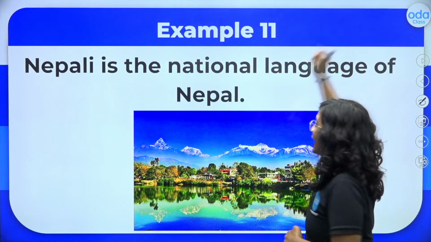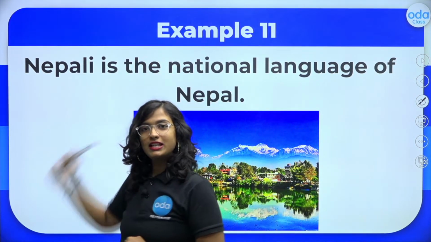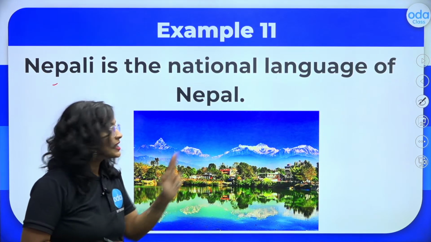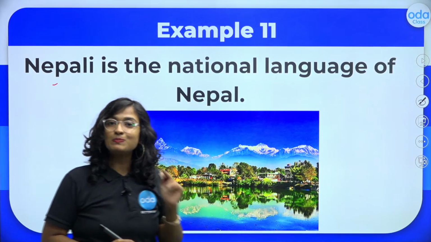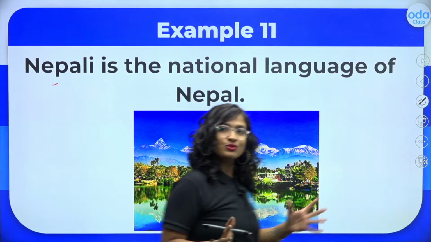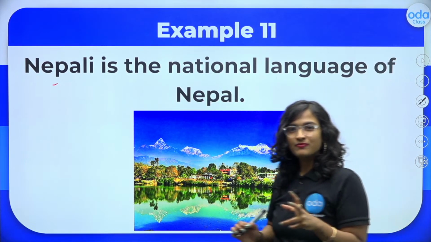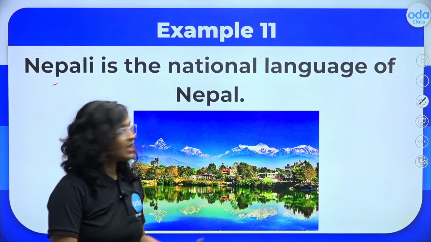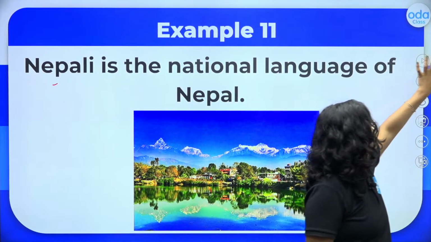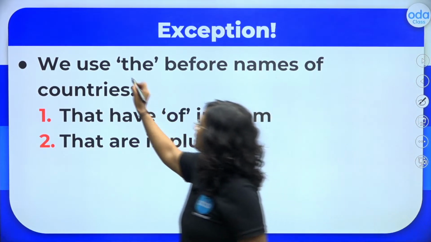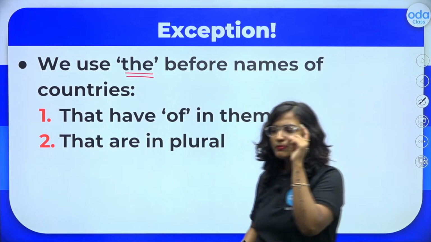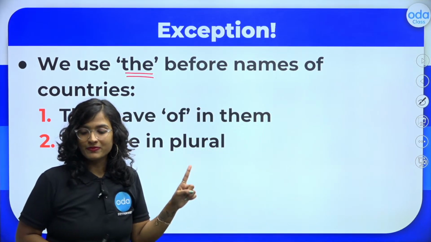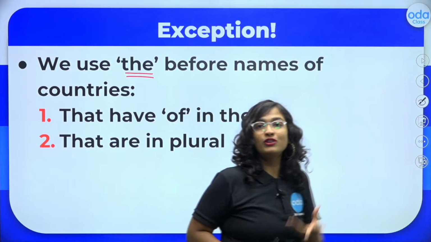Similarly here, I will say Nepali is the national language of Nepal. I will not use any articles before Nepali. Similarly, I will not use any articles before Nepal either. Now students, there is one exception. And I do not mean one country. I mean there is an exception to this entire rule. And that exception is very simple, students. We will use our article the before names of countries, number one, that have the word of in them, and number two, that are already plural in form.